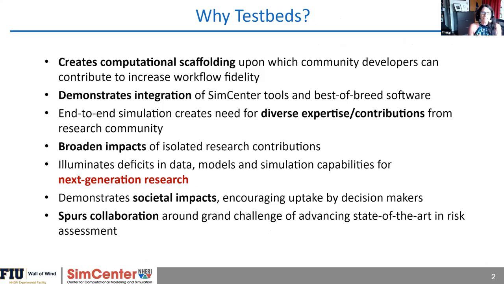I like to think of it as computational scaffolding, meaning we're linking together and creating a workflow that we truly hope over time the community will come and join as active developers so that we can improve the fidelity of our ability to model both wind hazards as well as their impacts on structures and the corresponding damage and losses. So what we're trying to do here is show how you can integrate some of the SimCenter tools you've heard about already, but also things that you might bring to the table into these workflows using this scaffolding.